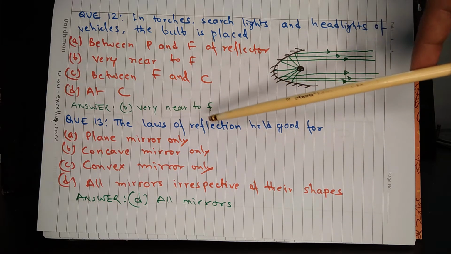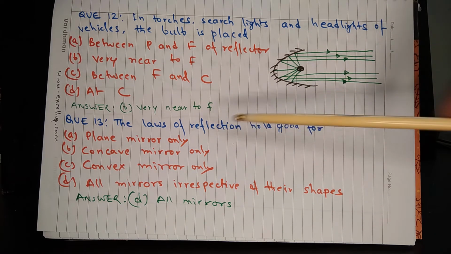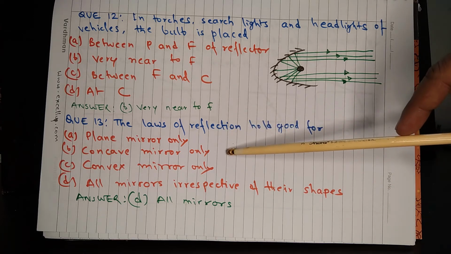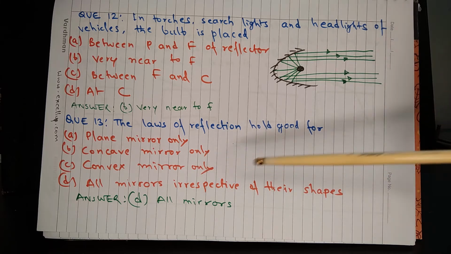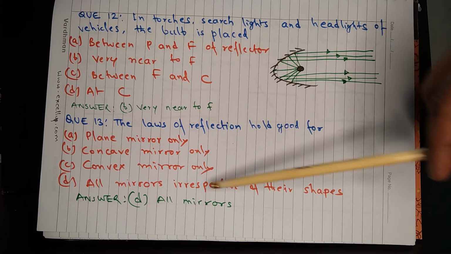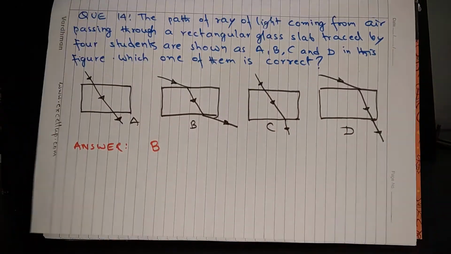Question 13. The laws of reflection hold good for A, plane mirror only, B, concave mirror only, C, convex mirror only, and D, all mirrors irrespective of their shapes. The answer is D, all mirrors irrespective of their shapes.